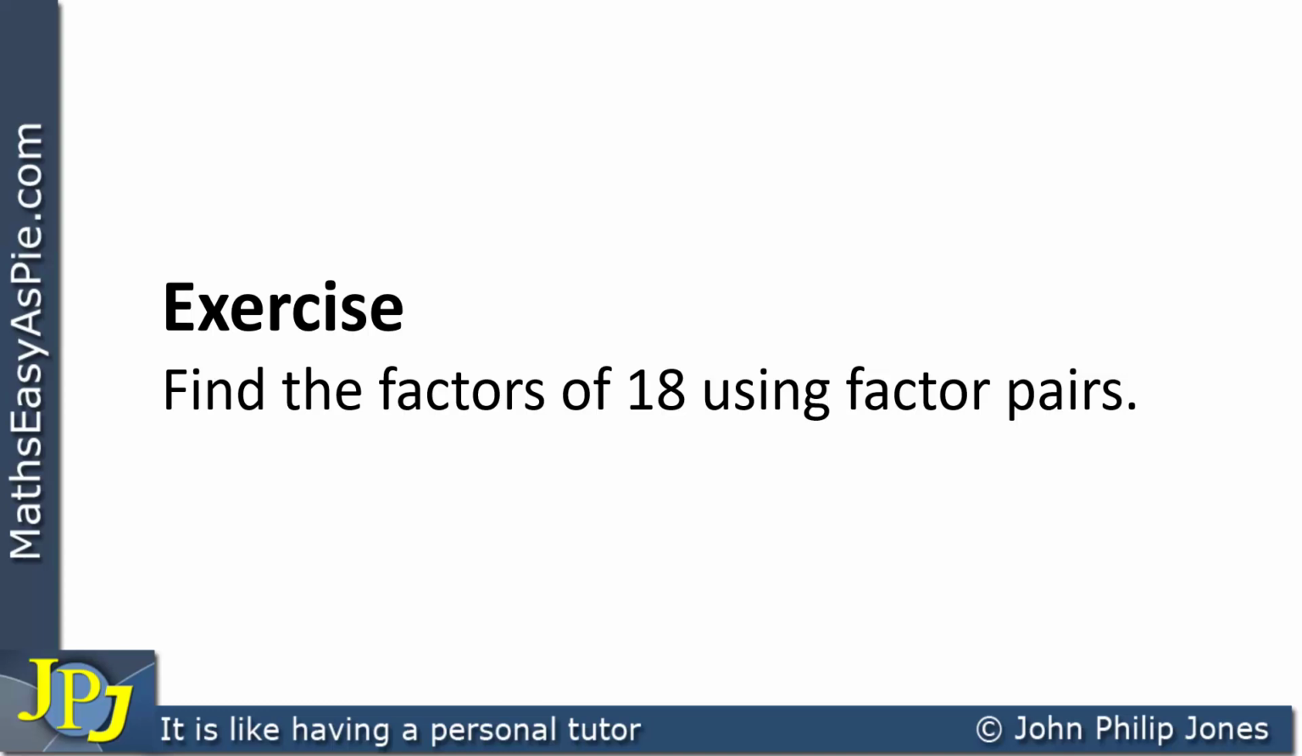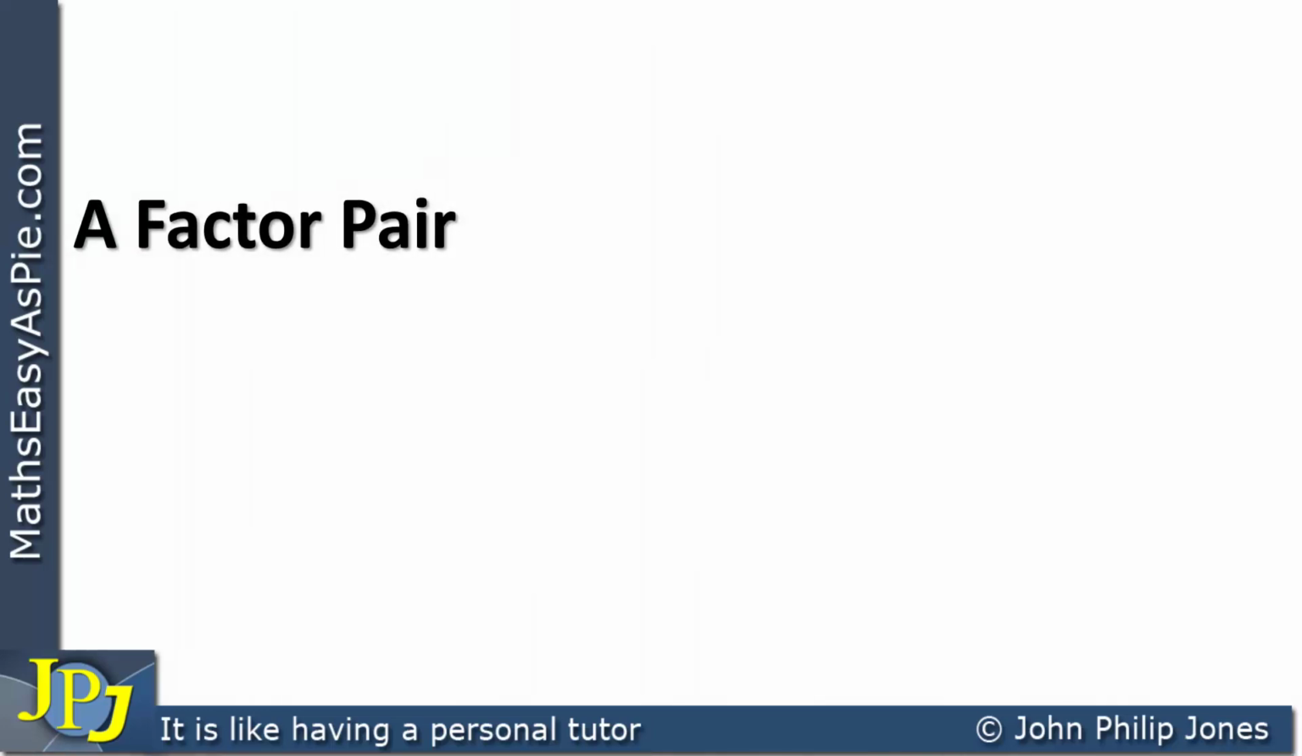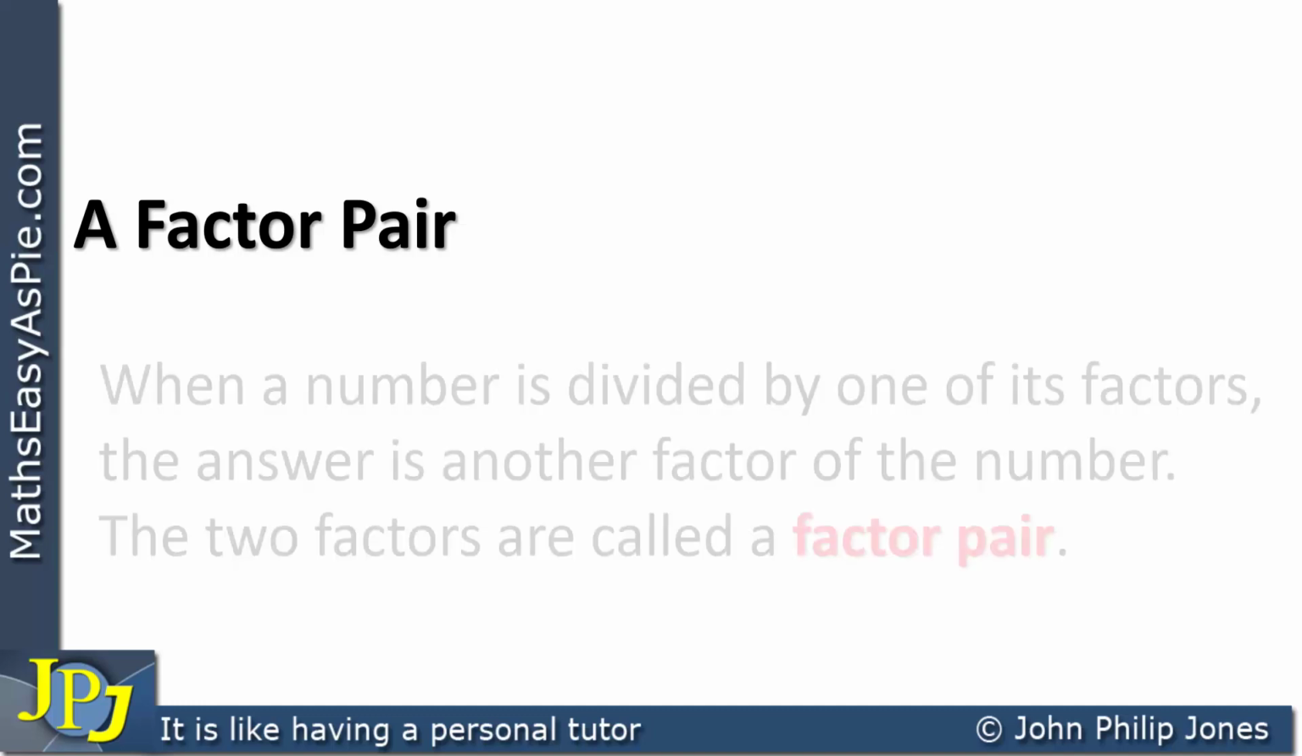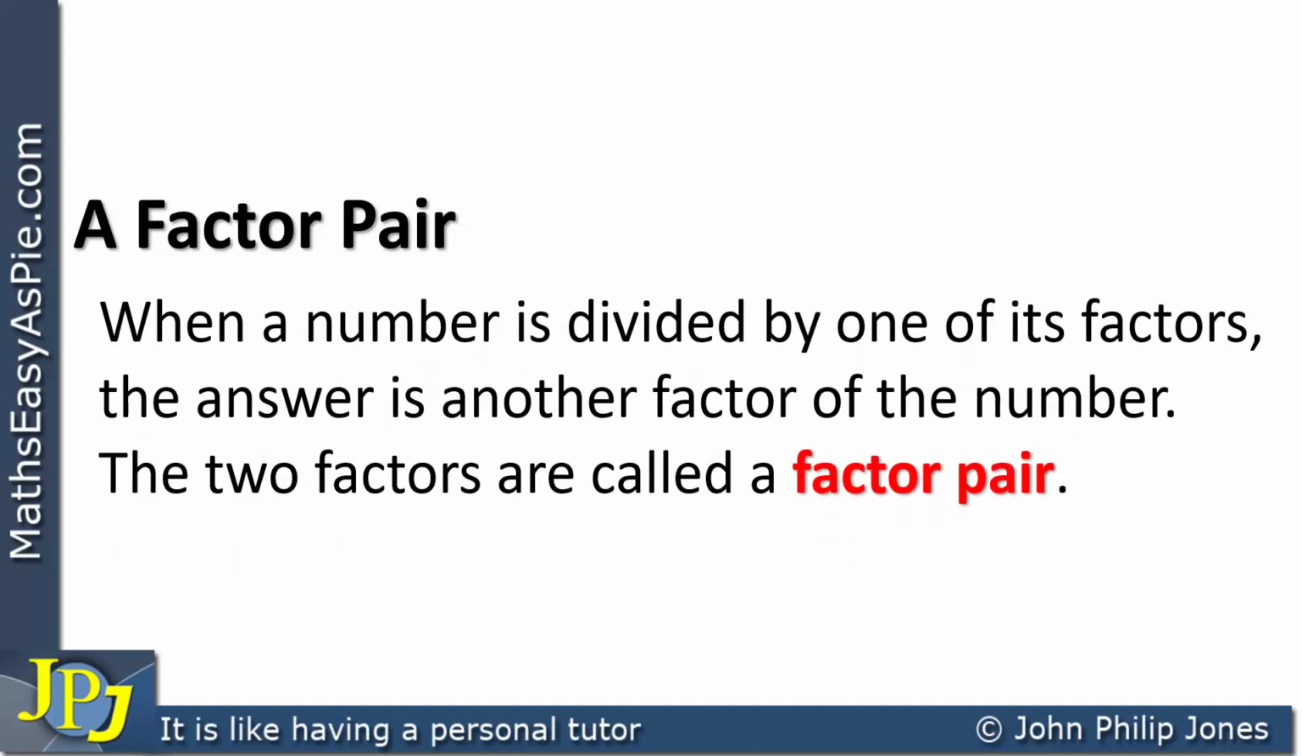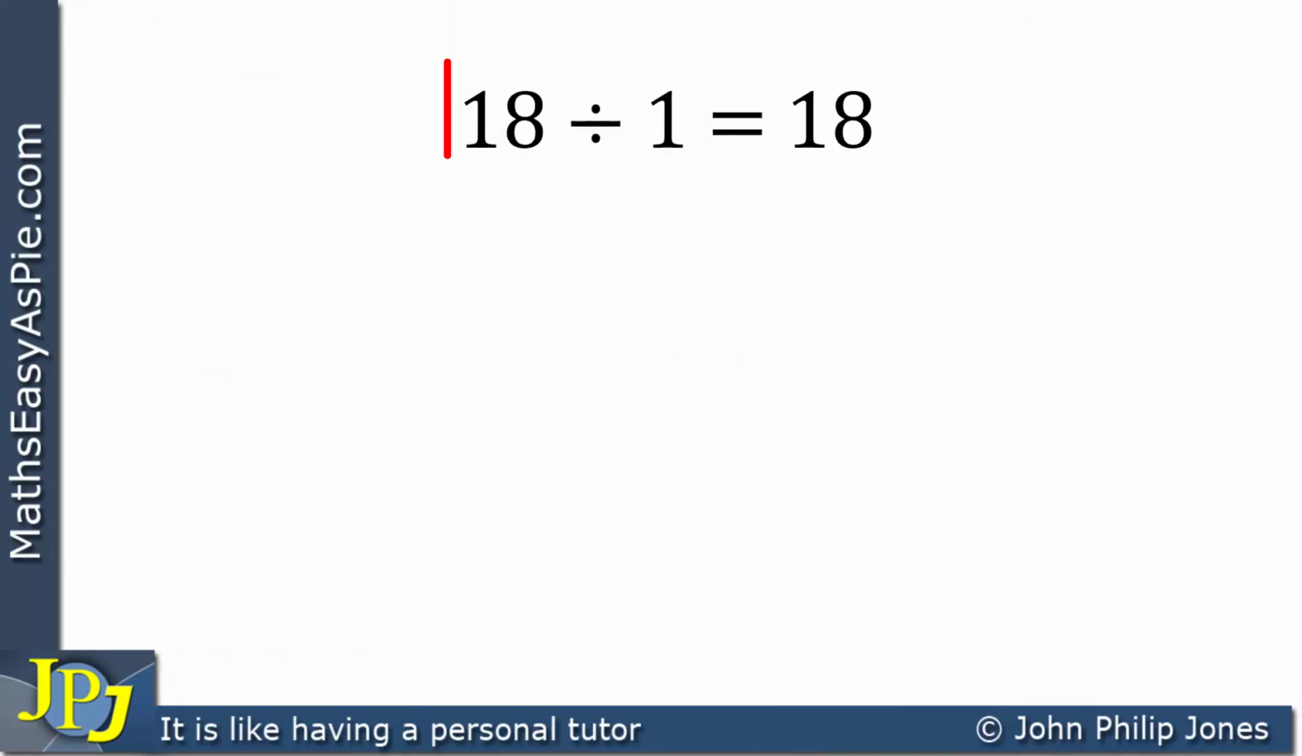This exercise is asking, find the factors of 18 using factor pairs. Let's consider what we mean by a factor pair. When a number is divided by one of its factors, the answer is another factor of the number. The two factors are called a factor pair. So let's have a look at 18.